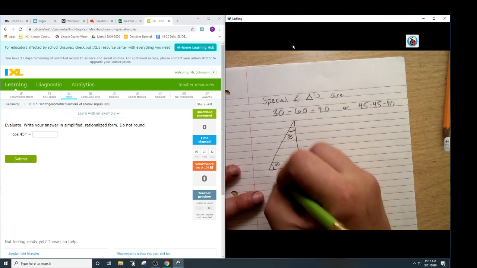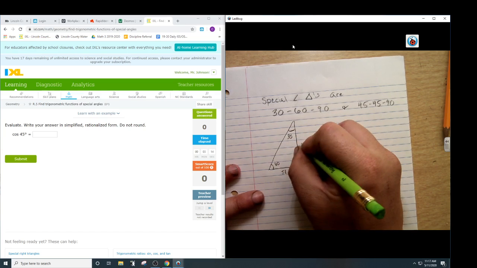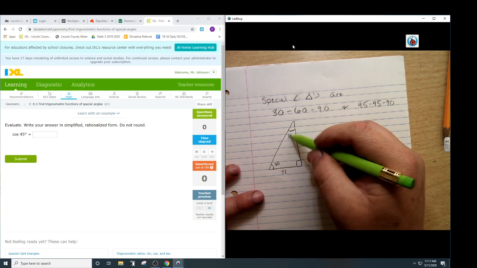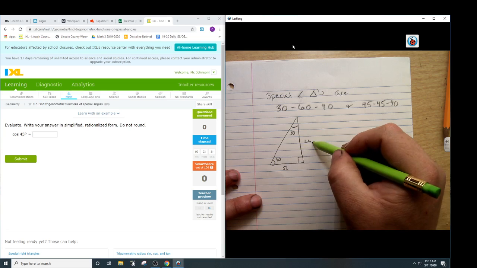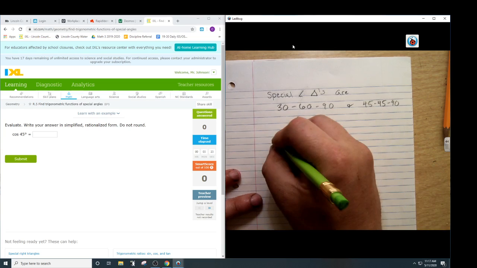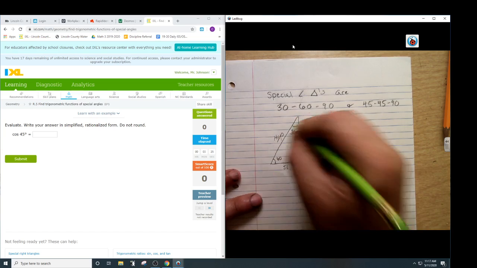This is the short leg. This is the long leg, and how I know that is because the short leg is across from the 30. The long leg is across from the 60. Then, of course, this is my hypotenuse.